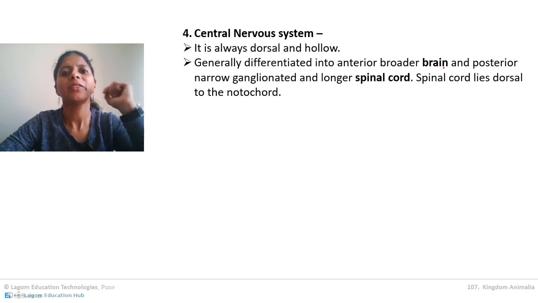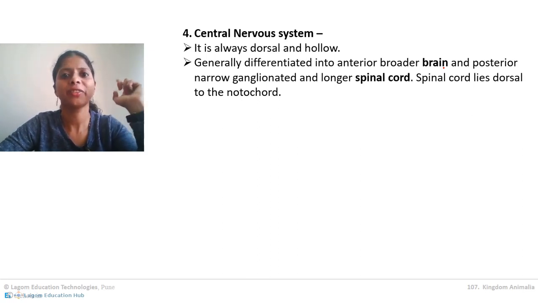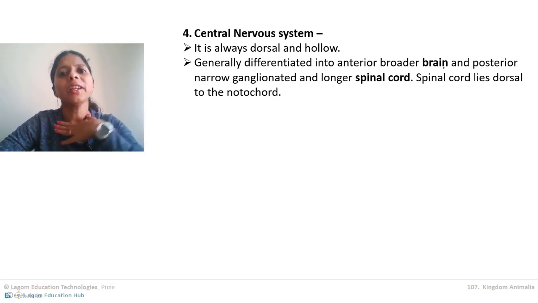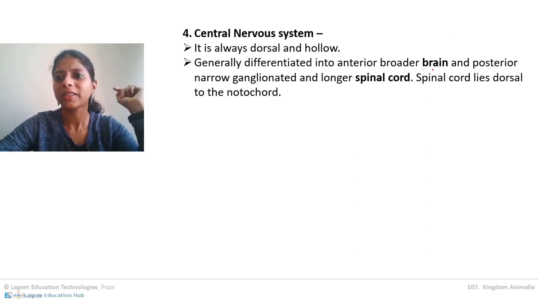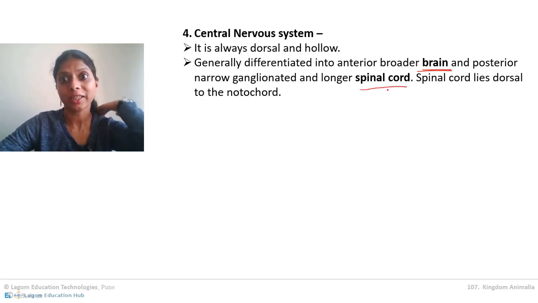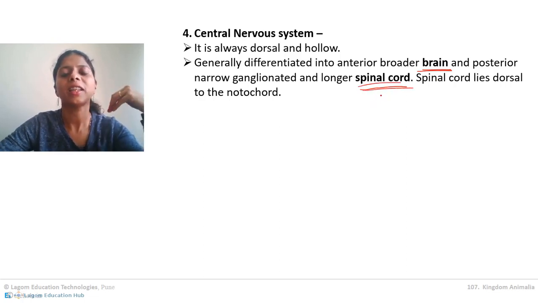Now the next differentiating feature is the presence of a central nervous system. Now try to understand what exactly the central nervous system is. Our nervous system is a central nervous system. We have a brain and spinal cord. Whenever a nervous system has a brain in the head region and a spinal cord on the dorsal side of the body, that nervous system is called the central nervous system. So all the chordates are provided with a central nervous system.